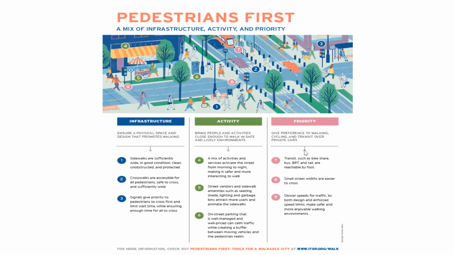Priority, give preference to walking, cycling, and transit over private cars. This is really seen in Barcelona, by the way. The transit such as bike share, bus, BRT, and rail are reachable by foot. Small street widths are easier to cross. Slower speeds for traffic, 100% Barcelona, by both design and enforced speed limits make safer and more enjoyable walking environments. So the priority should always go to walkability. In general, Spain is like that. France is like that. The UK is like that.